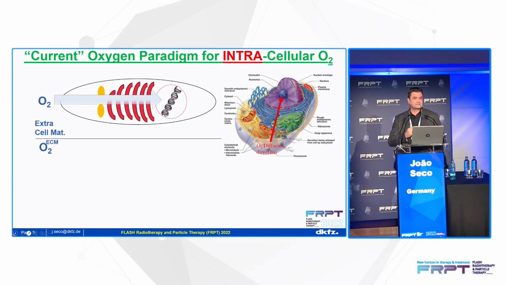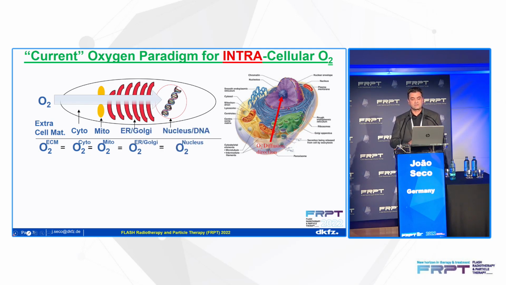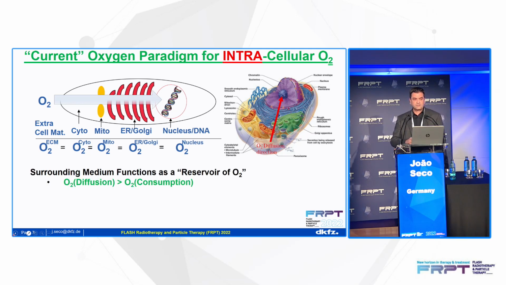And what we make an assumption is usually that oxygen outside the cell, the extracellular matrix, is the same in the cytosol. It is the same in the mitochondria, it is the same in the ER and the Golgi apparatus, and eventually it is the same in the nucleus. So basically the whole surrounding environment works as a reservoir of oxygen. It's like when we are breathing, we have the same situation. The environment around us, the air, is loaded with oxygen, and when we grab the oxygen from the air, this oxygen is then replenished very quickly through diffusion. And so we assume that in these cases, the diffusion is much more efficient or faster than the consumption.